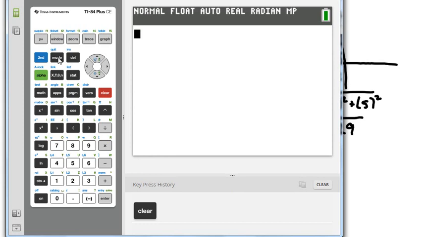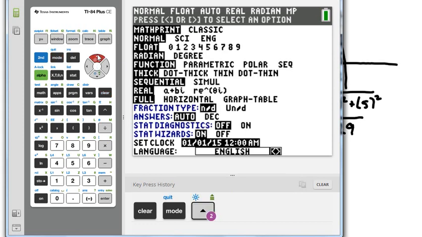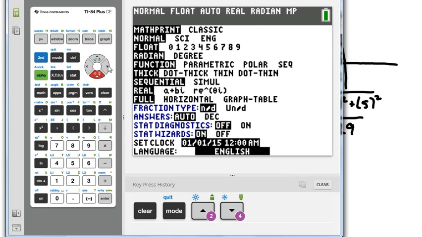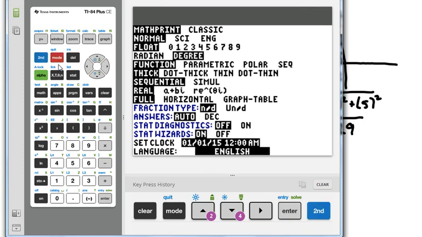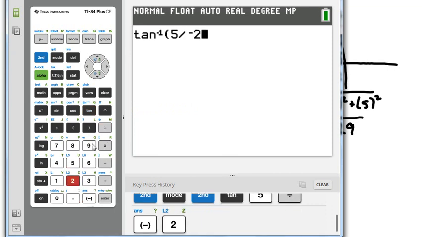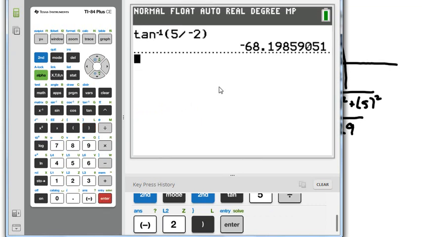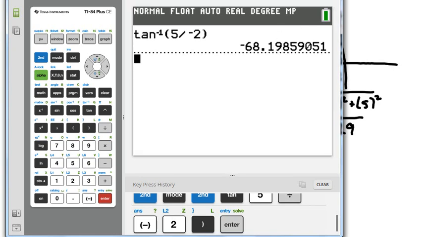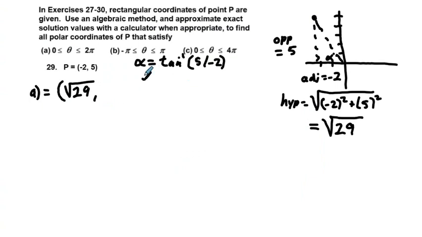So I see the calculator is in radians at this point. So I'm going to go to mode and come down to degree. So we've highlighted degree. And so now we're going to get our inverse tangent of 5 over -2. And for that, we get -68.199. We'll call it to the hundredths place. So alpha, we'll say, is equal to -68.199 degrees.